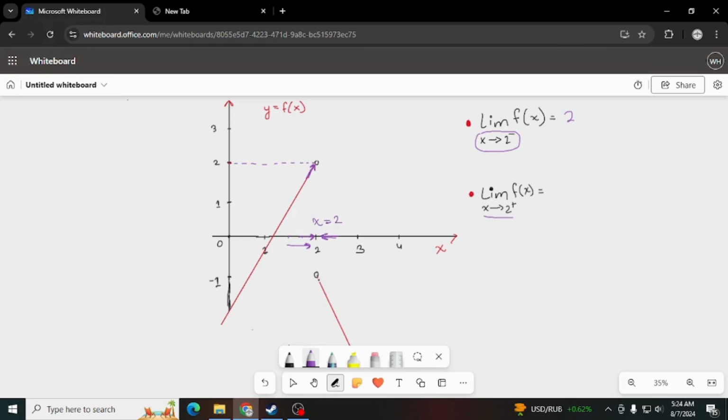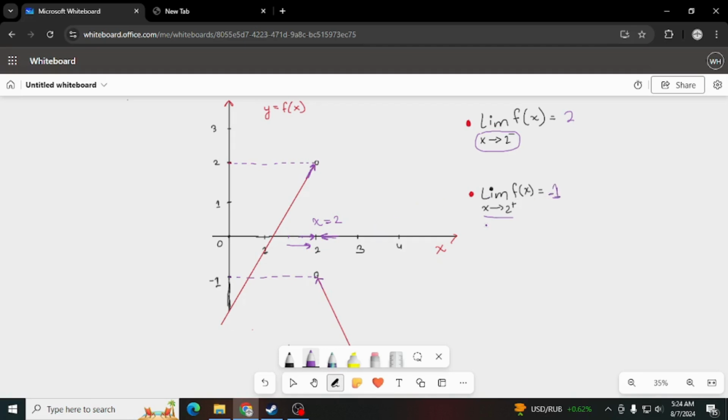Now we see that the graph, f of x, is approaching something else. It is approaching -1 at this point. So we say that this limit is -1.